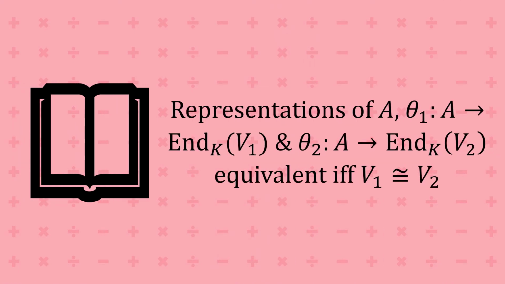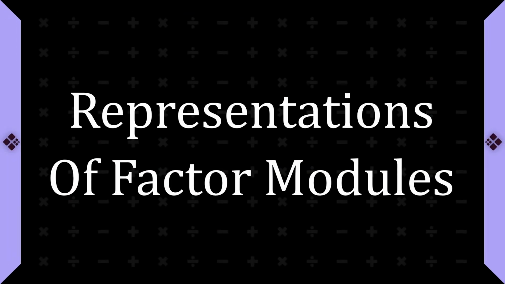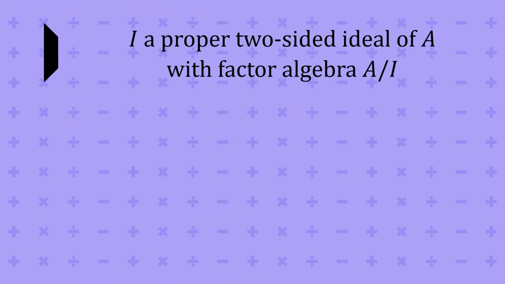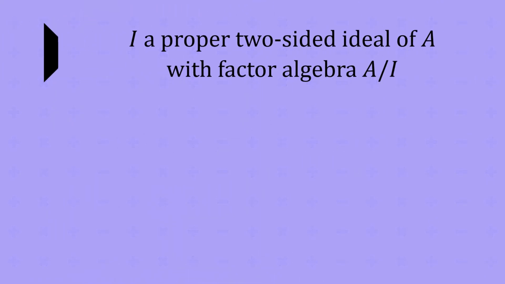Here is an alternative definition of equivalent representations. The representations of A, theta 1 from A to the K endomorphisms of V1, and theta 2 from A to the K endomorphisms of V2 are equivalent if and only if the A modules V1 and V2 are isomorphic. Next, let's give a result for representations of factor modules.